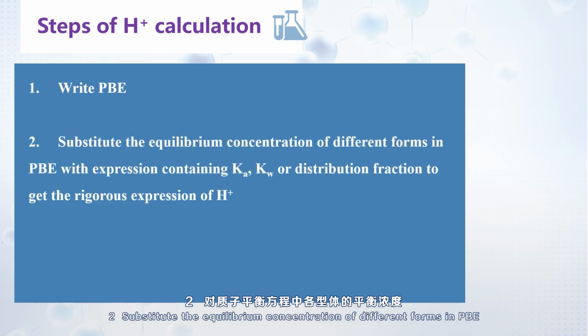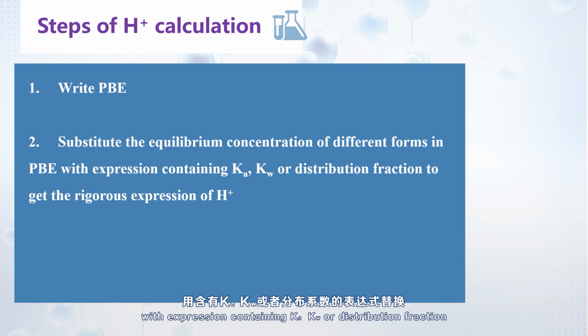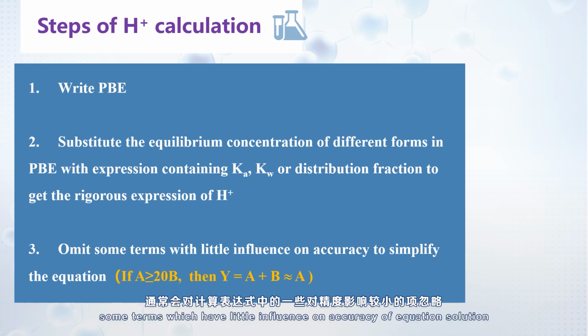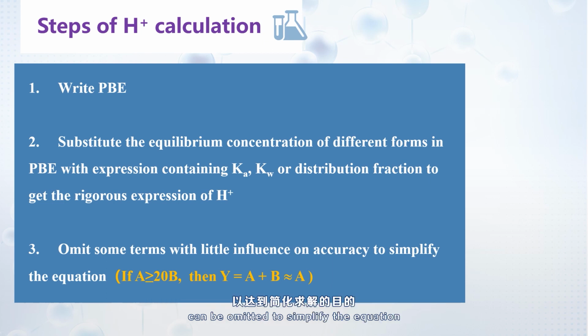Second, substitute the equilibrium concentration of different forms in PBE with expression containing Ka, Kw, or distribution fraction to get the rigorous expression of hydrogen concentration, which are usually equations of higher degree and difficult to solve for undergraduates majored in chemistry. Third, to solve the equation conveniently, some terms which have little influence on accuracy of equation solution can be omitted to simplify the equation.